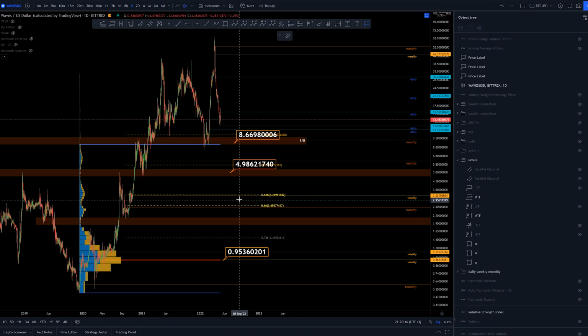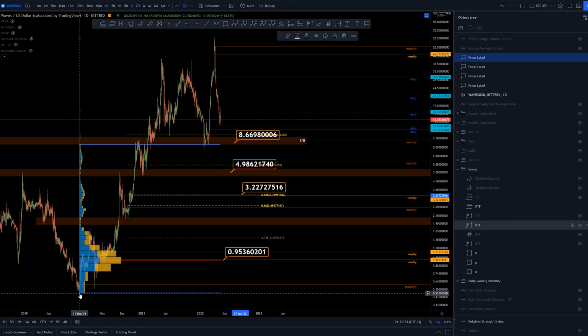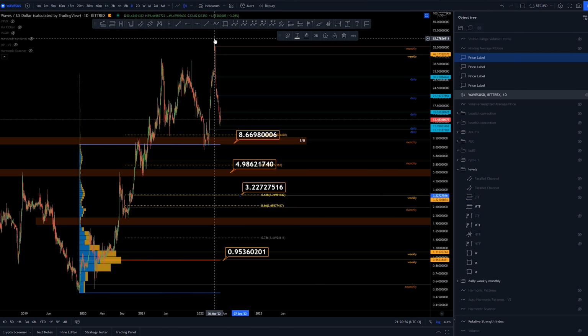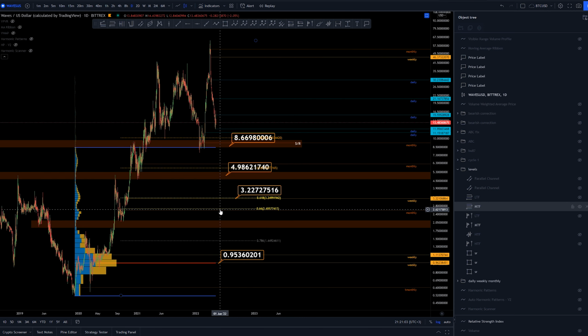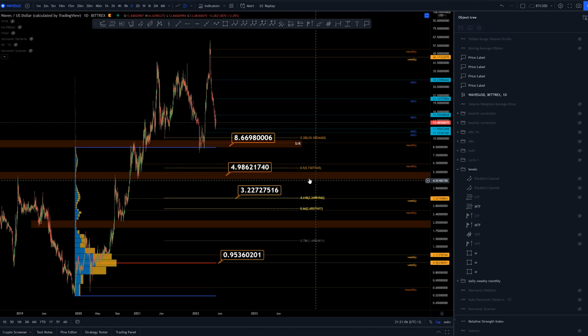One more area is this 61.8 retracement from the lows of December 19th to the highs of March 2022. You can see the retracement of that here. The golden pocket is definitely a huge thing, and coupled with an untapped weekly, it is going to be a resistance, a support for now, for sure.